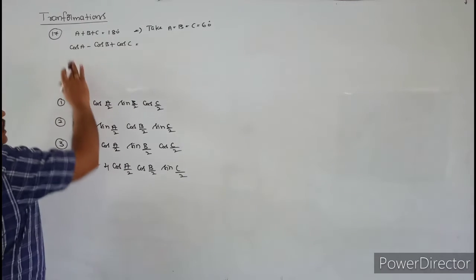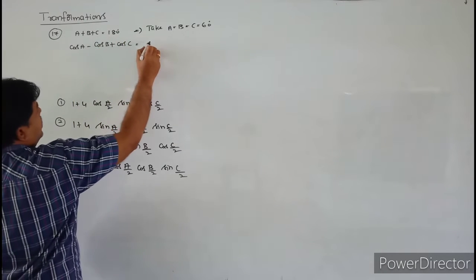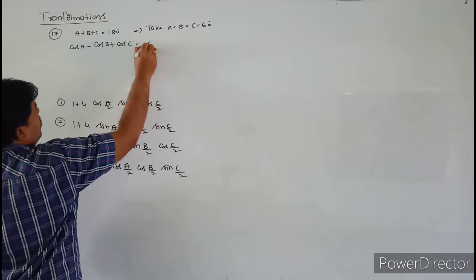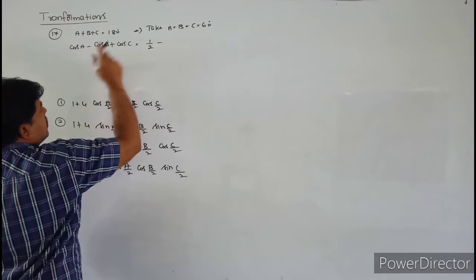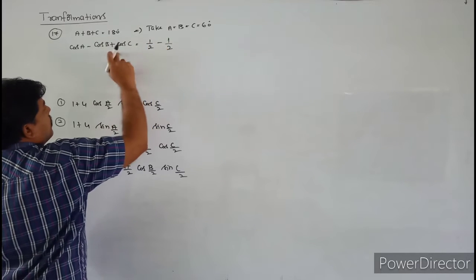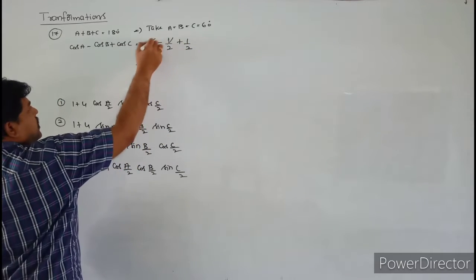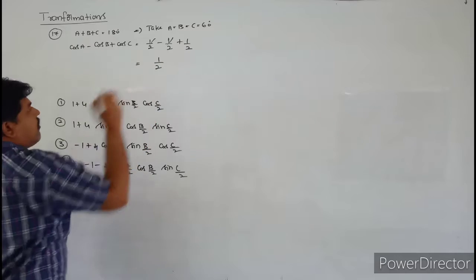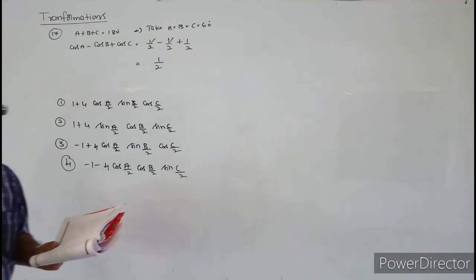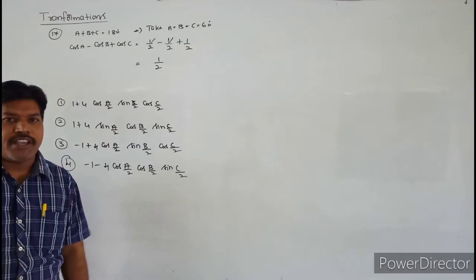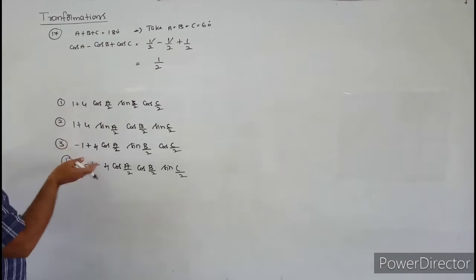What happens here? Cos A is nothing but cos 60, and the value of cos 60 is 1 by 2. Minus cos 60 is minus 1 by 2, plus cos 60 is 1 by 2. So then what happens, students? Minus 1 by 2 will be cancelled, and you get the answer 1 by 2. So you can verify the options by substituting.